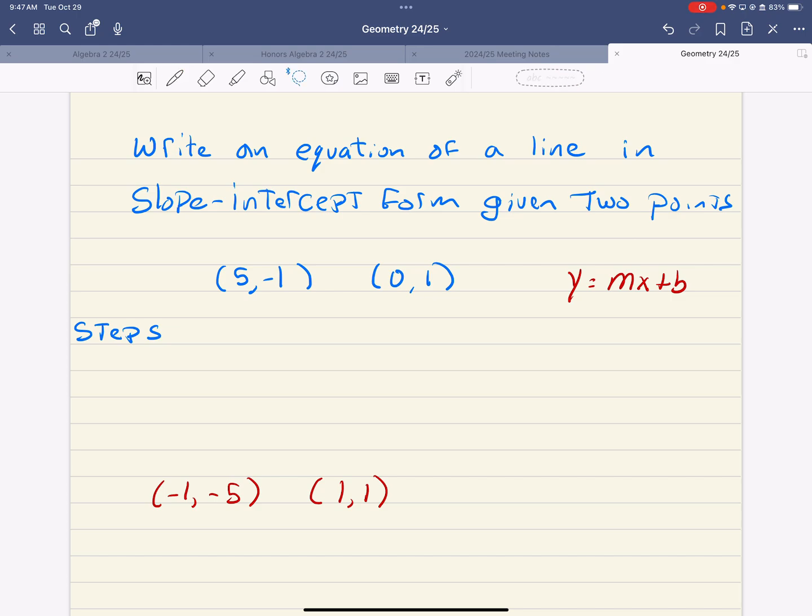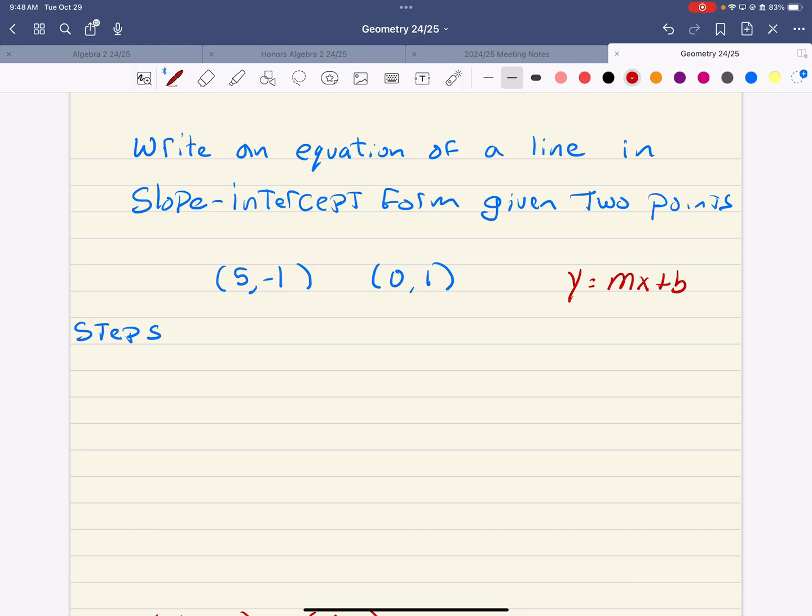Okay, and there are a couple steps to this when we do this. So the first example we're going to look at is the points 5, -1, and 0, 1. And we're going to write the equation for that in y equals mx plus b form. So let's think about what we need. In order to do this, we need the slope. We need to be able to figure out what the slope is of our line. If we have 2 points, we can find that slope.